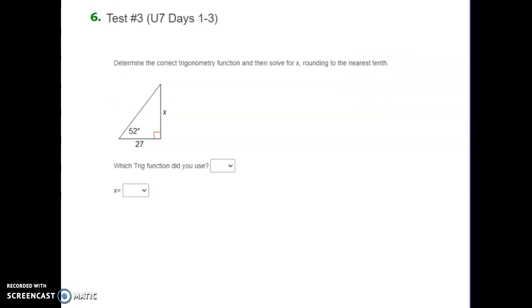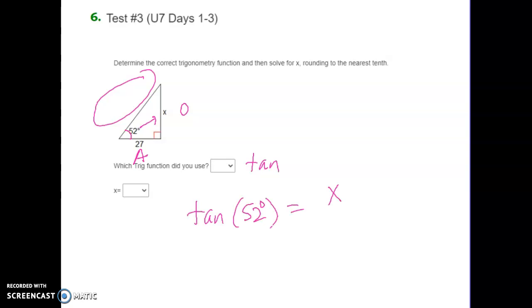Number 6. All right, determine the correct trigonometry function. Okay, well, we're referencing this angle here, and this side is opposite, and this side is adjacent, because the only side we don't have is clearly the hypotenuse. So the trig function we're going to use is tangent. So the tangent of 52 degrees should be equal to the opposite over the adjacent side. In this case, we're just going to cross multiply, so we will get 27 times the tangent of 52 degrees.